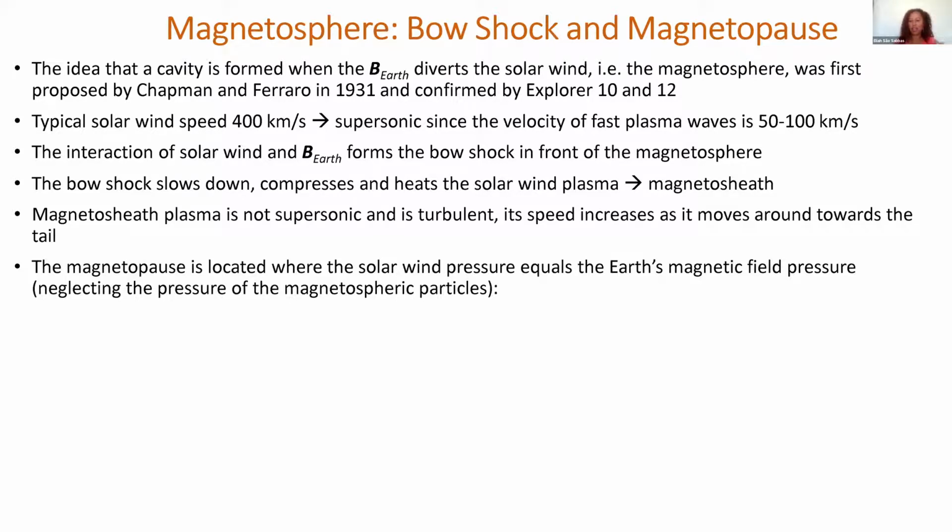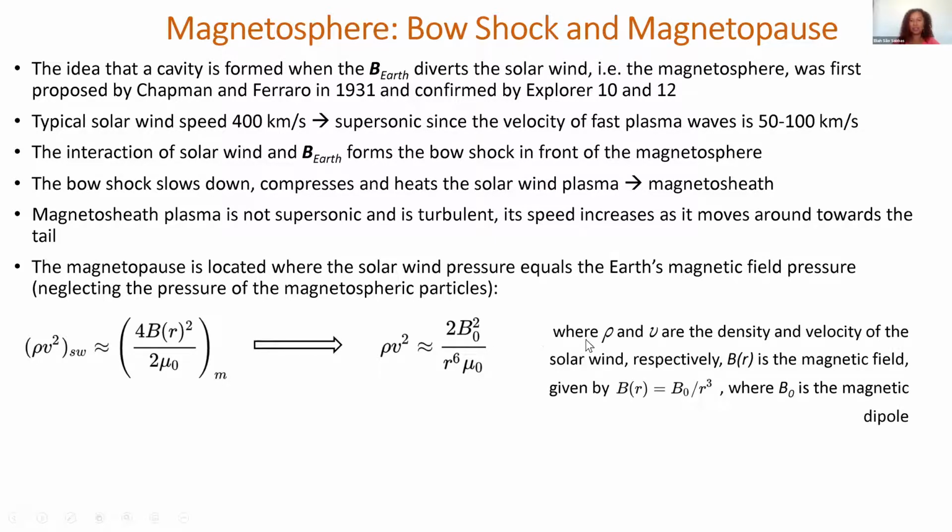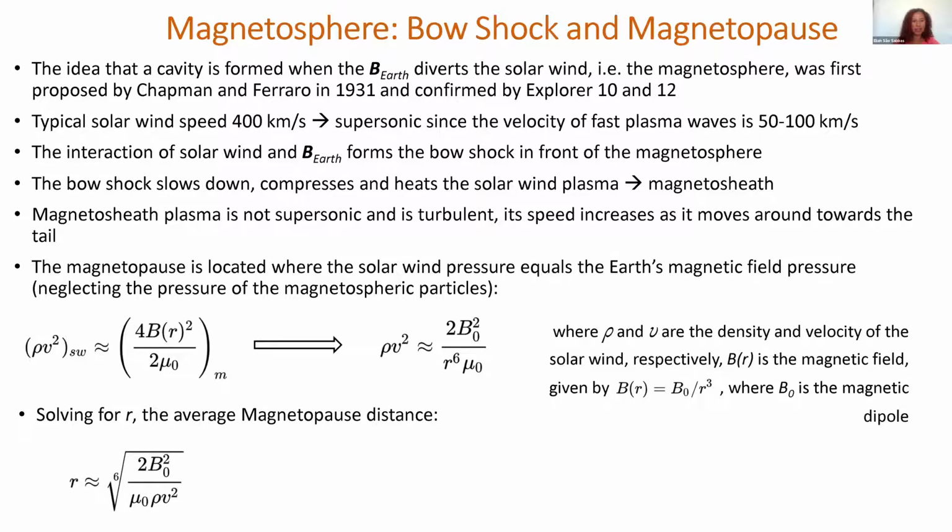And the magnetopause is located where the solar wind pressure is equal to the magnetic field pressure of the Earth's magnetic field. And we can calculate that by equating the two pressures. So this is the solar wind pressure. This is the pressure of the magnetic field. And this, we can rewrite this equation this way. So now here we start seeing it as a function of the distance. And in this equation, rho is the density, and V is the velocity of the solar wind, B is the field, and the field is given by this expression where B is the magnetic dipole moment. So we solve this equation for the radius, and then we have the average magnetopause distance as 10 Earth radii, as I have mentioned before.